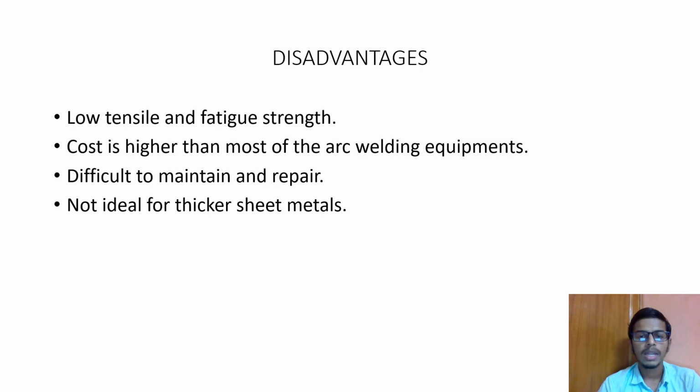The disadvantages of spot welding machine were found to be that it gives low tensile and fatigue strength, while the cost is higher than most of the arc welding equipments, and they are difficult to maintain and repair, and they are not ideal for welding thick sheet metals.